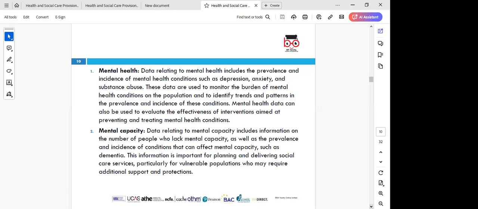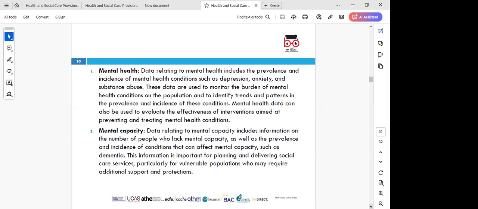Mental capacity. Data relating to mental capacity includes information on the number of people who lack mental capacity, as well as the prevalence and incidence of conditions that can affect mental capacity, such as dementia. This information is important for planning and delivering social care services, particularly for vulnerable populations who may require additional support and protections. This is what we need to take key note of.